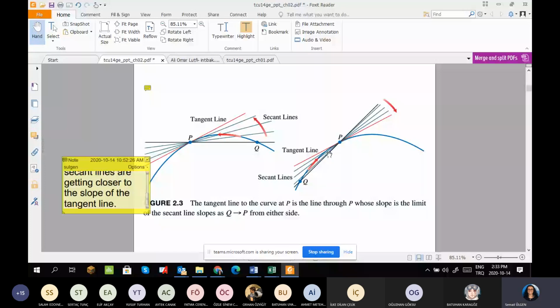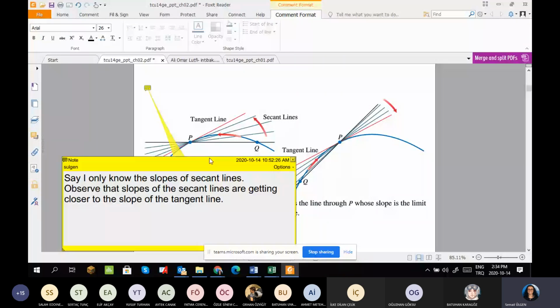Okay, so let's see what it says. The tangent line to the curve at P is the line through P whose slope is the limit of the secant line slopes as Q goes to P from either side. Let's see what I wrote here. If you have any questions, stop me. Say I only know the slope values of the secant lines, then just take the limit of those slope values, and the number that you get is the slope of the tangent line.